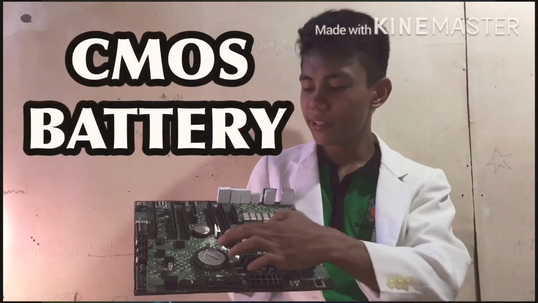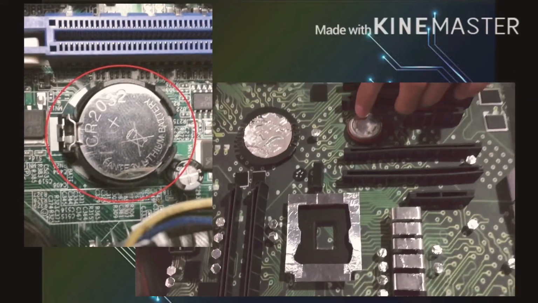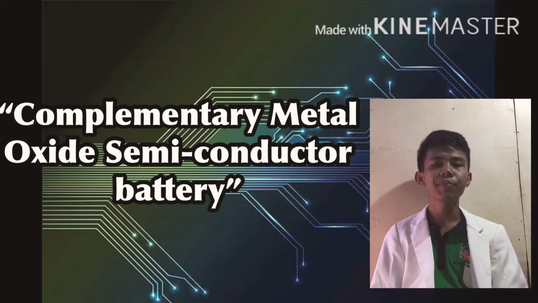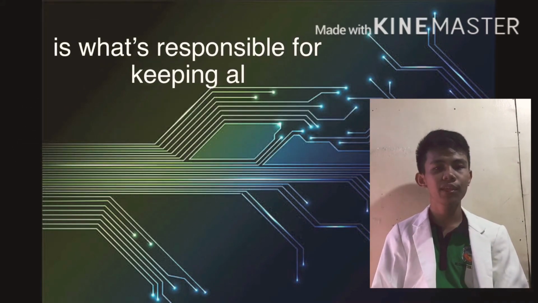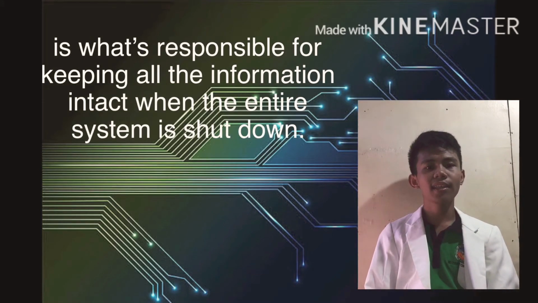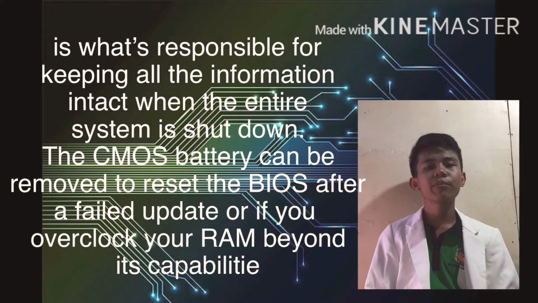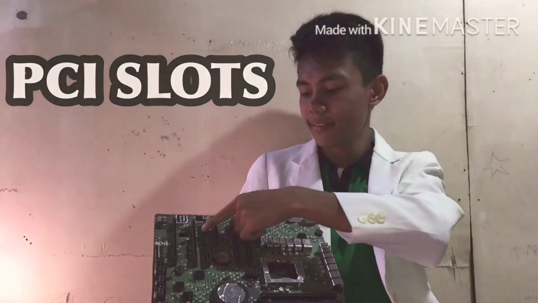Third is the CMOS battery. The CMOS battery, or complementary metal oxide semiconductor battery, is responsible for keeping all the information intact when the entire system is shut down. The CMOS battery can be removed to reset the BIOS after a failed update, or if you overclock your RAM beyond its capabilities.